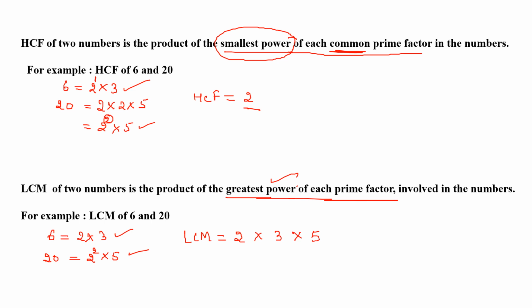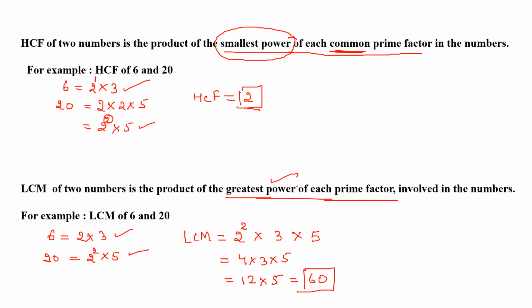So the greatest power of 2 is 2, so I will write 2 square. The greatest power of 3 is 1 and of 5 is 1, so they remain as they are. Now it will be 4 into 3 into 5, which gives 12 into 5 equal to 60. So this is the LCM of 6 and 20. The HCF of 6 and 20 I got as 2, and the LCM I got as 60. I hope it is clear now.